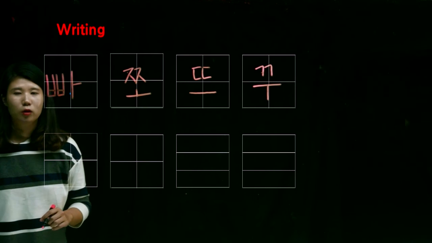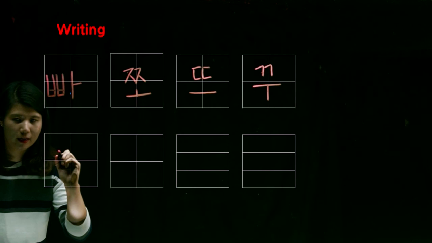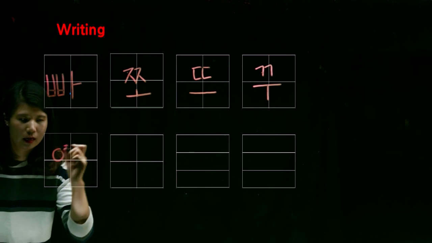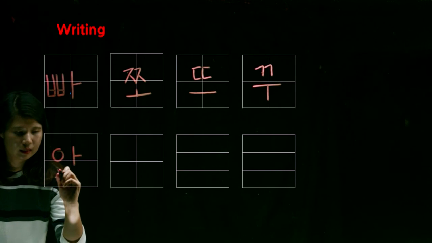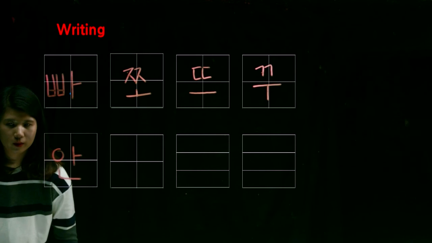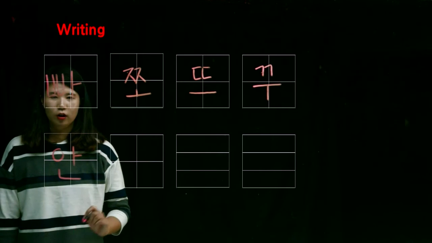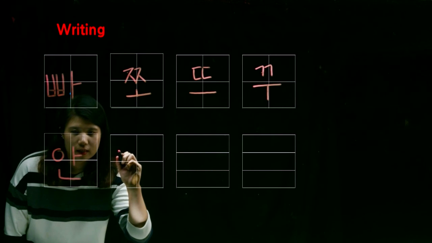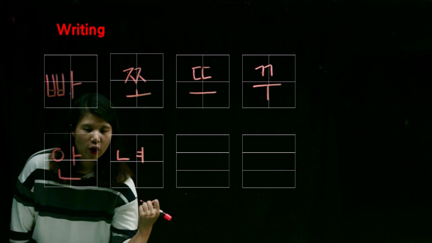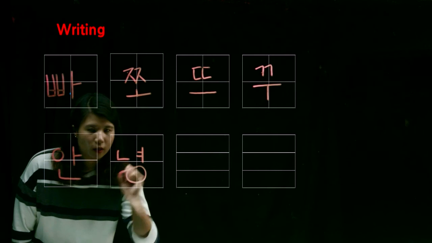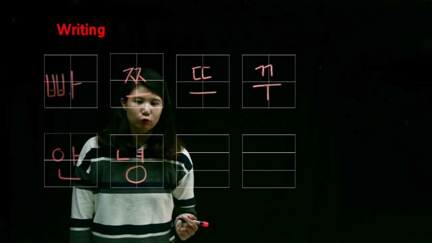The first one we're going to try writing is 안. Okay, so you write 아 first. 아 and 니은. 안. 니은 goes on the bottom. 안. Very good. Okay, next one is 녕. So you write 니은 first. 여, 녀, and 이응 on the bottom. 녕. The next syllable we are going to try writing is 불.